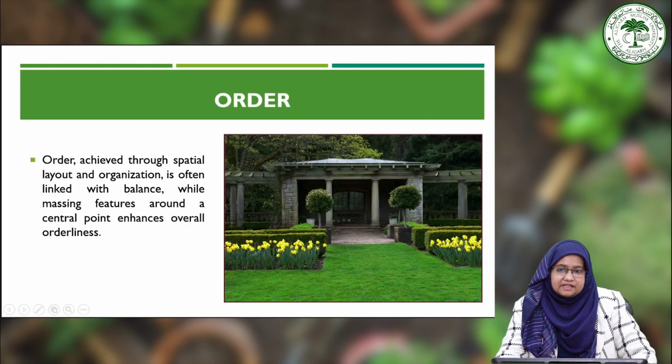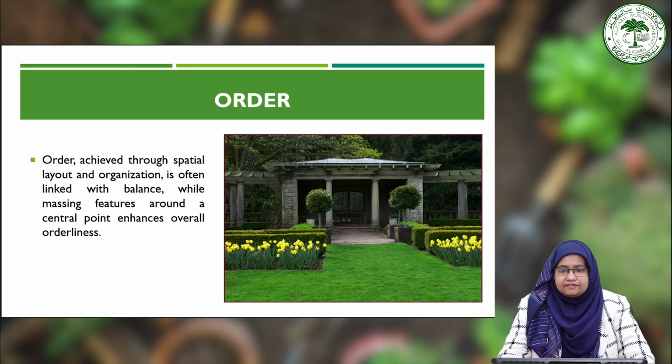The next principle is order. Order generally refers to the spatial layout or organization of the design and is most often achieved through balance. Order can also be achieved by massing features or elements into distinct groups and arranging them around a central point.